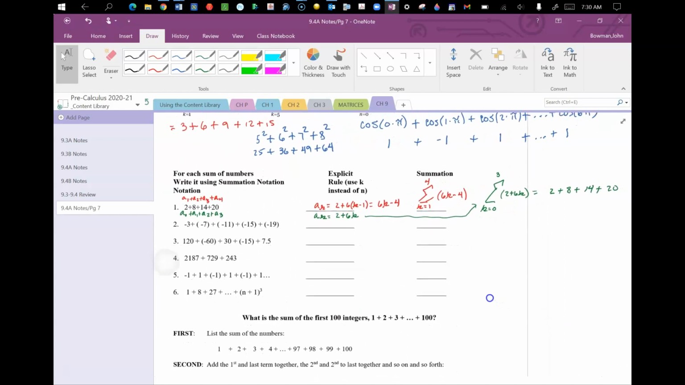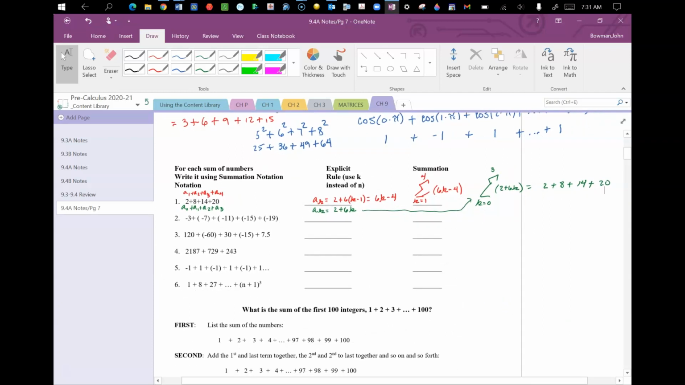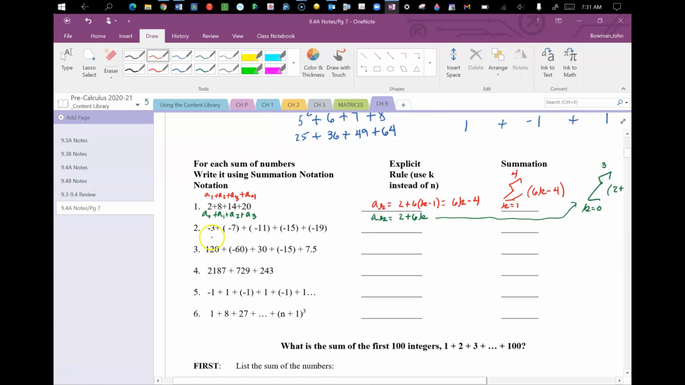The reason that I point this out is because occasionally when you are looking at sigma notation, sometimes you will see it written as it is here in red, starting with k equal 1, and sometimes you'll see it written as it is in green, starting with k equals 0. The explicit rules are going to be written slightly different in those cases, so you just have to pay attention to that. In the next example, we are going to write the explicit rule.